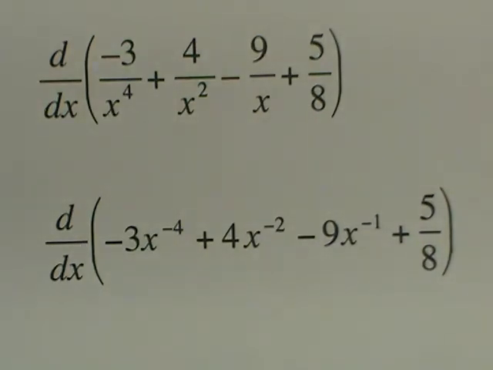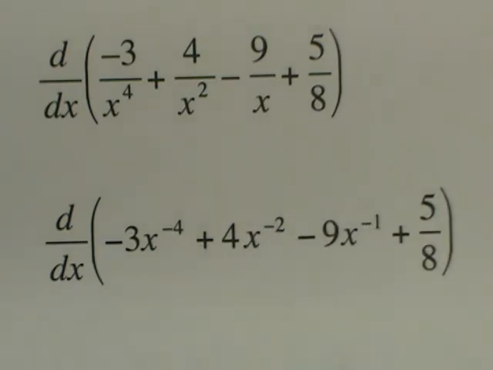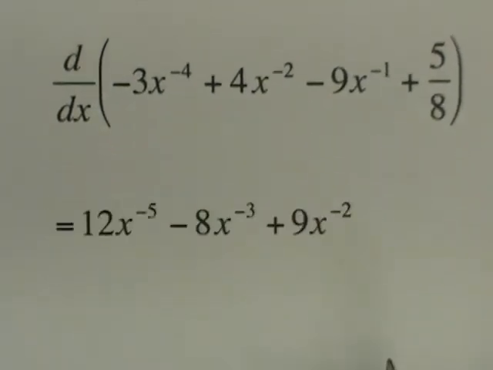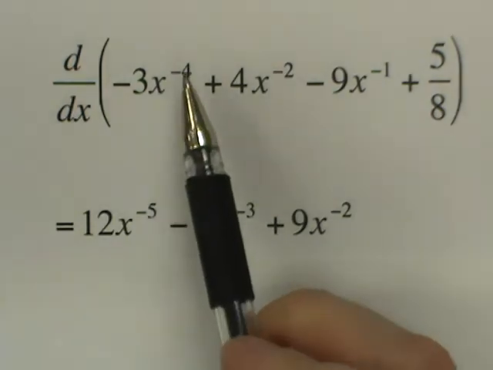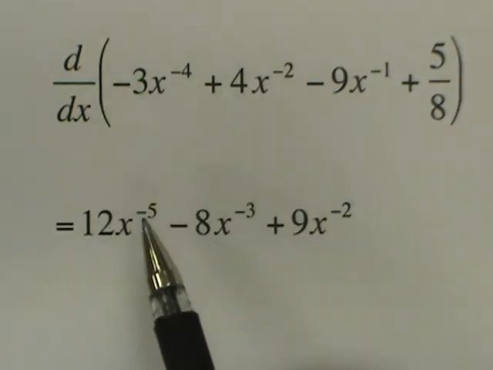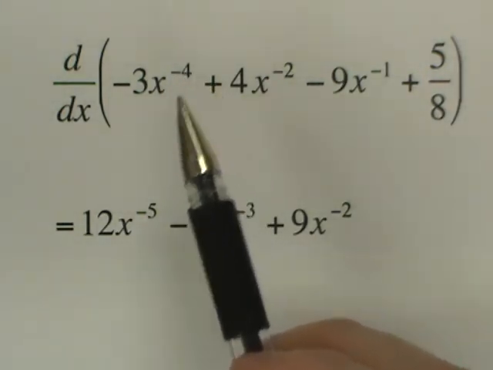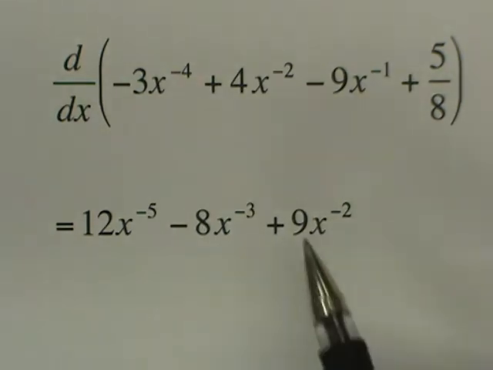As I attempt to take the derivative, I will pay attention that these exponents are all negative. And so in my next line, negative 4 times negative 3 is 12, x to the negative fifth, because you have to subtract 1 from that exponent. So it's negative 4 minus 1, which is negative 5.